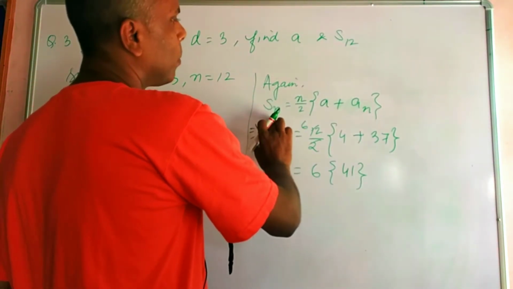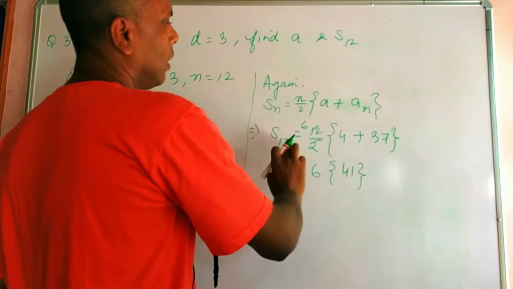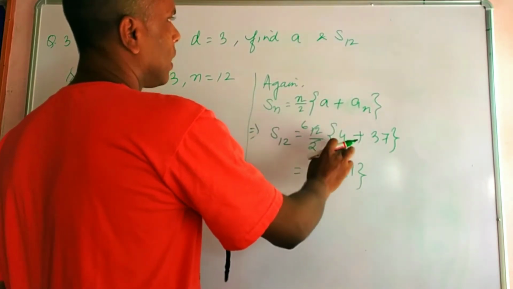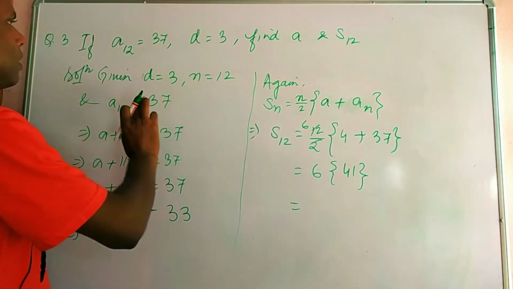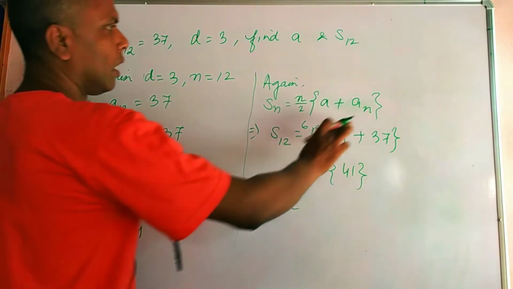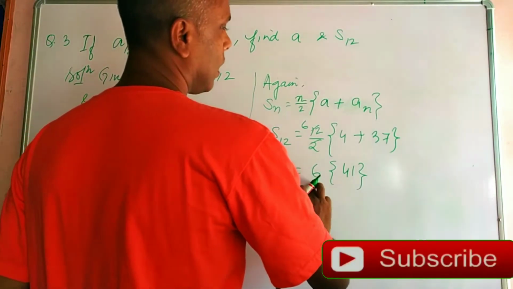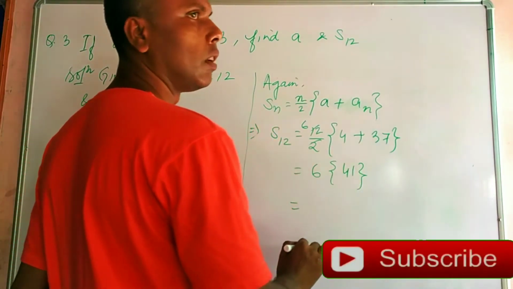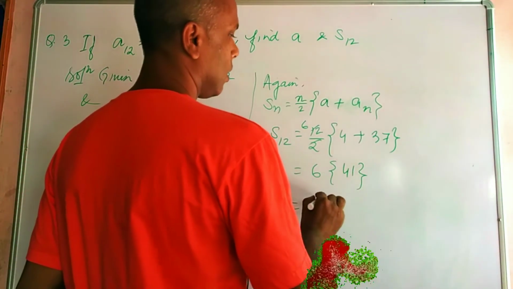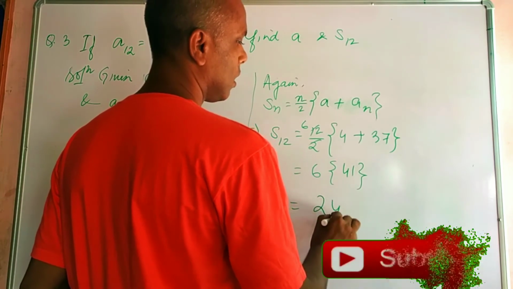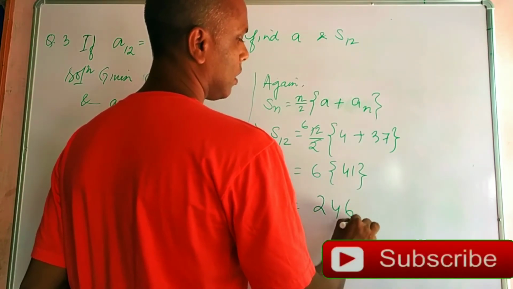We use the second formula. So we put the value of a as 4, and an as 37, and calculate it. We get 6 into 41, which is 246, which is the answer.